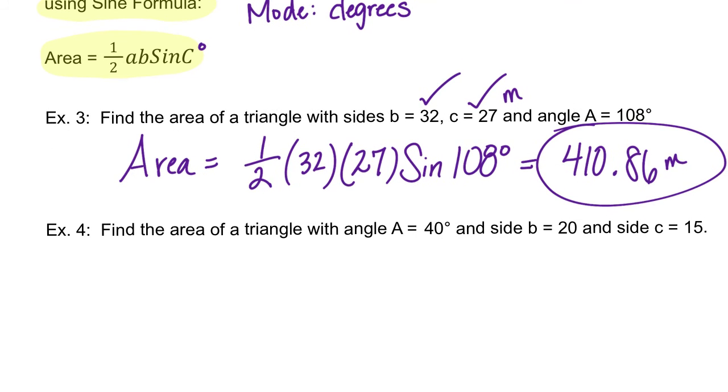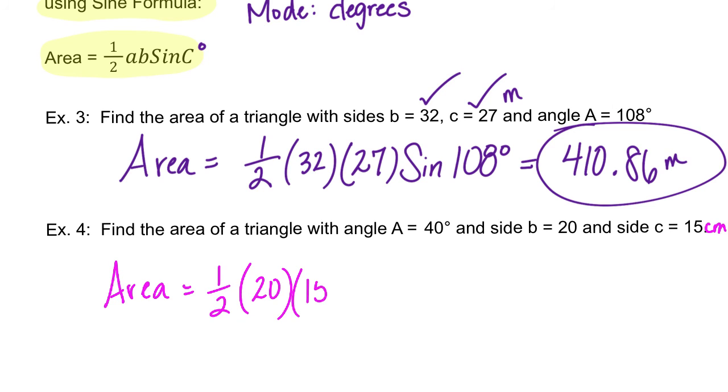Find the area of a triangle with angle A, 40 degrees, and side B is 20 and C is 15. Let's call this centimeters because I don't have anything labeled. We're going to put it in. The area is equal to 1/2. Side 1 is 20, side 2 is 15, and then we need the sine of 40 degrees. So once again, I'm going to push pause and calculate this. I encourage you to do the same.